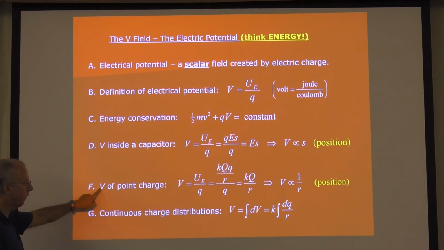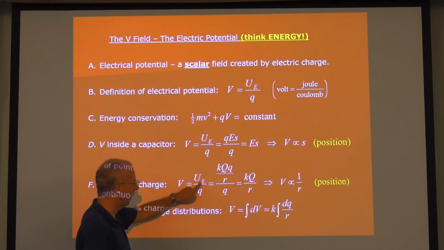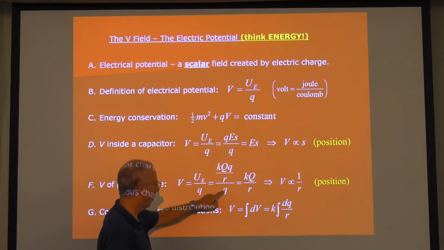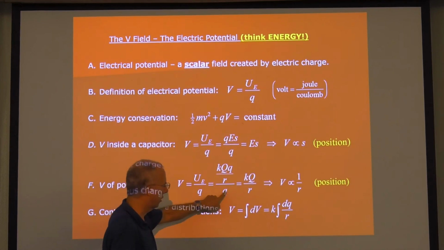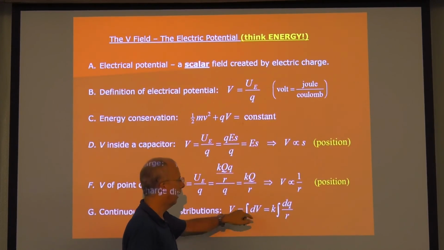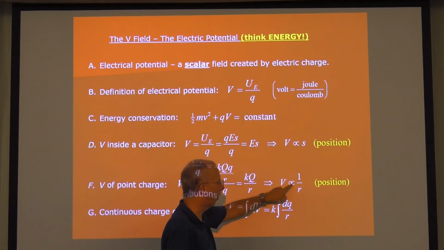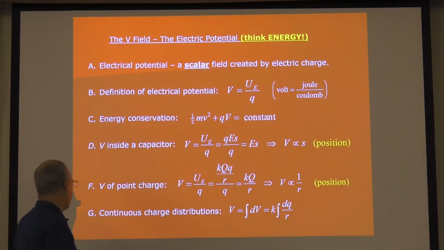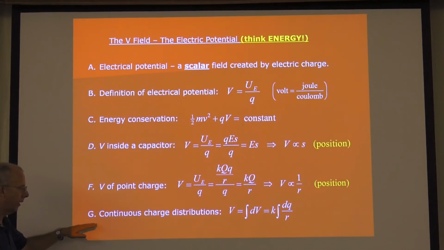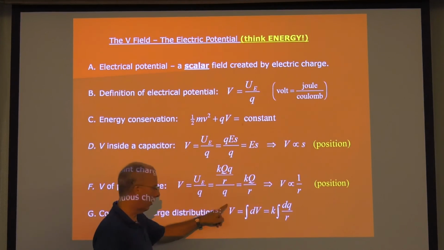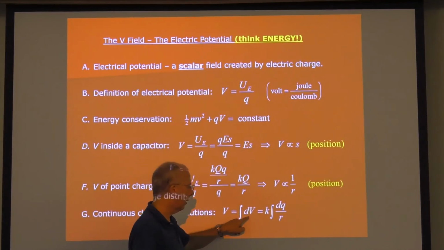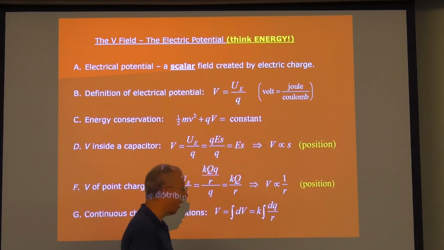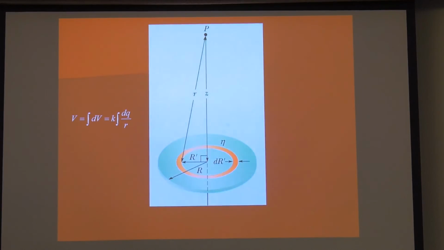The V field of a point charge, again, here's the definition. The energy is K Q1 Q2 over R, over the Q1 or whatever. The Q's go away, so we get KQ over R. So the voltage or the V field is proportional to 1 over R. Right? Position. And then how do we figure out the voltage of a continuous charge distribution? The total voltage is the sum of the little guys, and this is the voltage of a point, so we're just K integral dQ over R. And that's it for today.